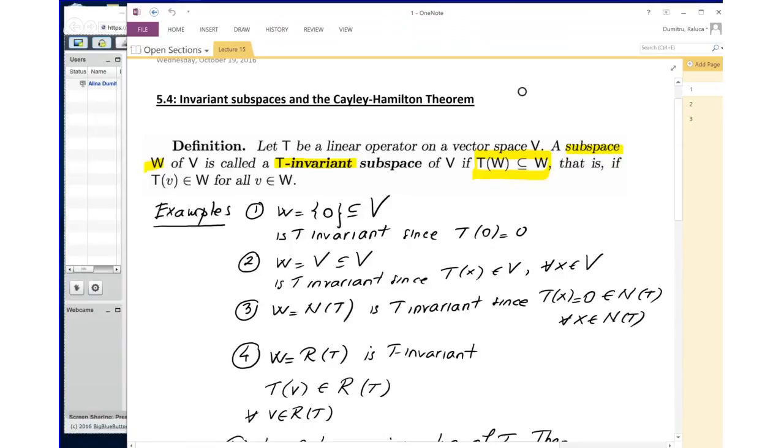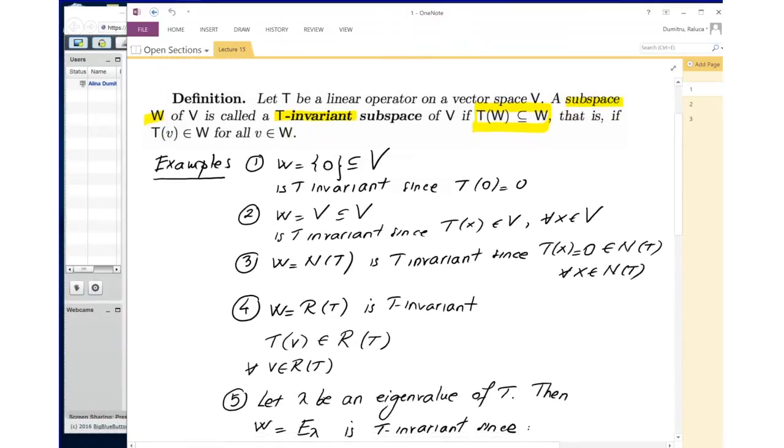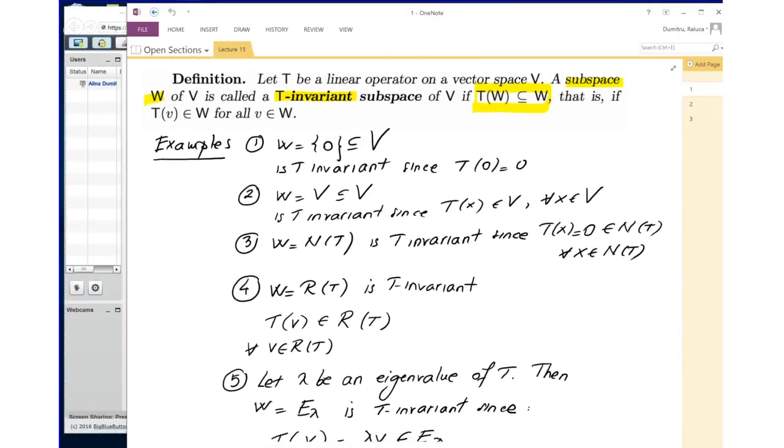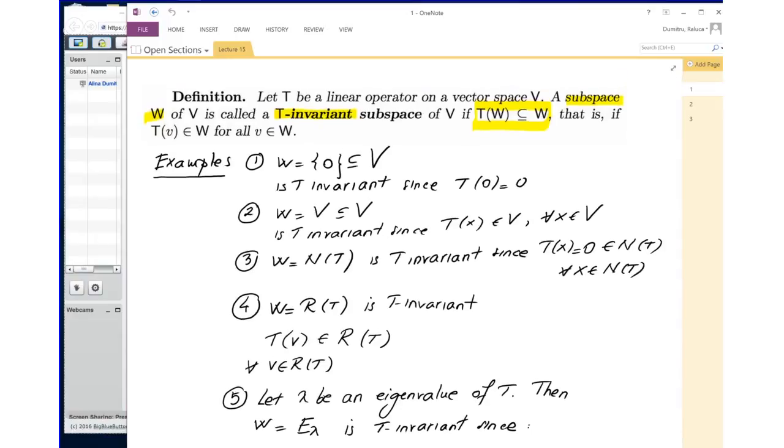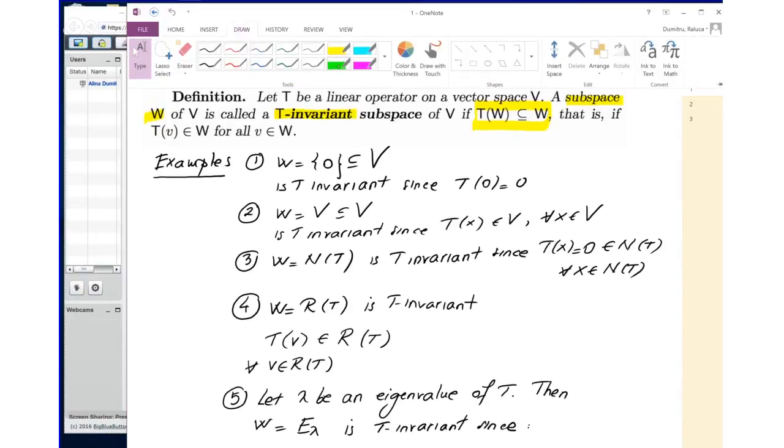All right, so this is the last part that we covered last time. I have it here. So it was about invariant subspaces and the Cayley-Hamilton theorem. Let's try to remember about invariant subspaces.